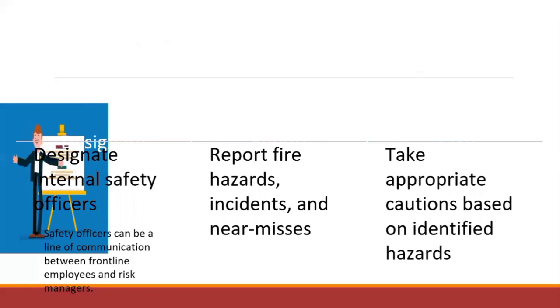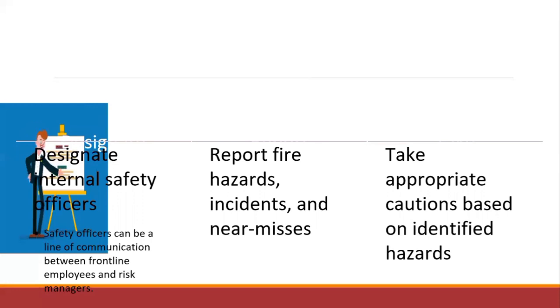Next is designate internal safety officers. Safety officers can be the line of communication between frontline employees and risk managers, and then report fire hazards, incidents, and near misses. That is the most important thing that an employee, students, or other people can contribute to ensure the prevention of a fire.